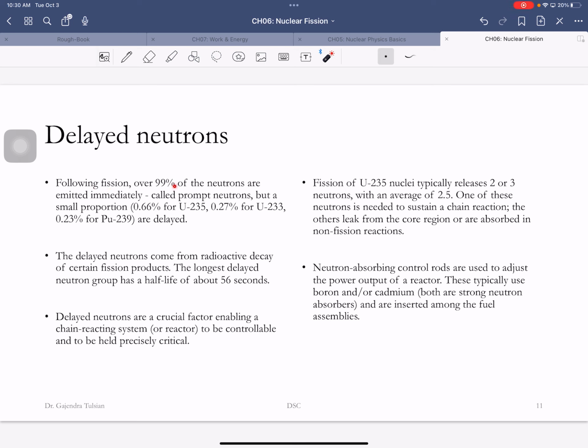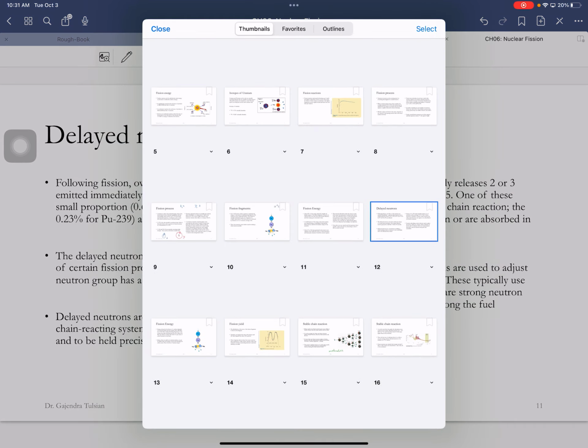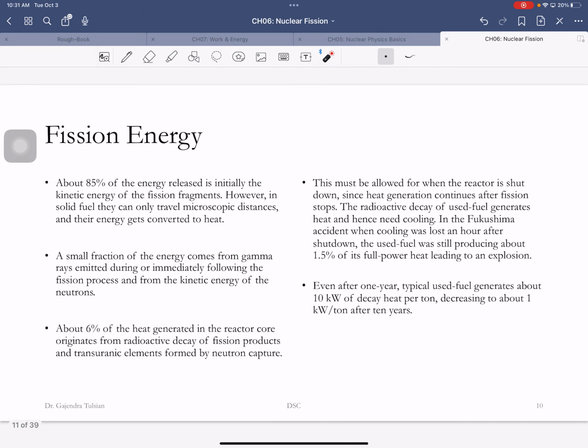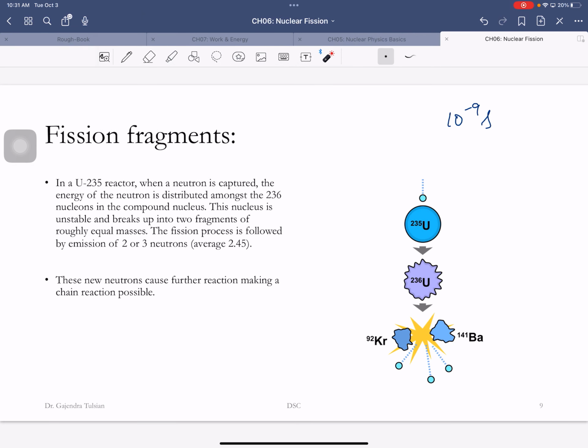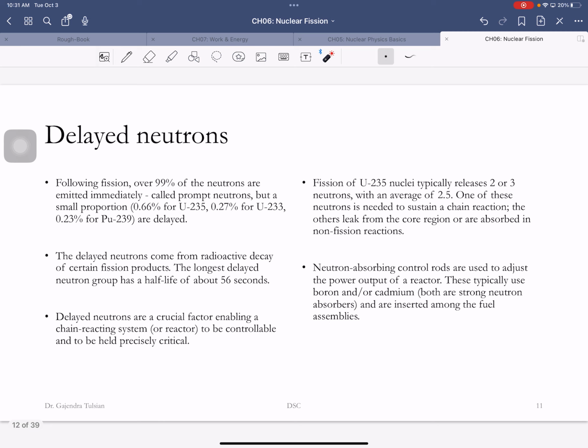Following fission, over 99% of the neutrons are emitted immediately, immediately meaning within a billionth of a second, called prompt neutrons. The delayed neutrons come from the radioactive decay of certain fission products. These are fission products, and the delayed neutrons come from them. The longest delayed neutron group has a half-life of 56 seconds.